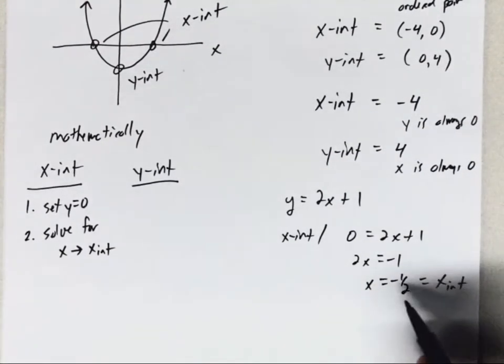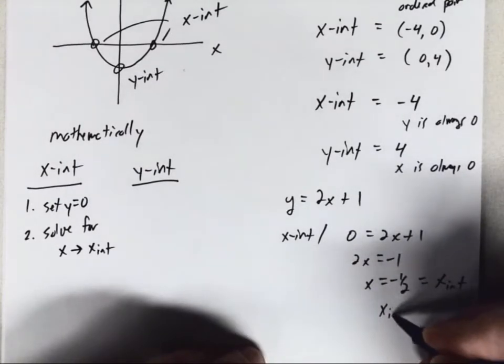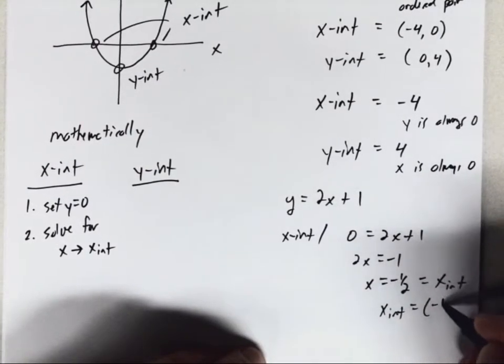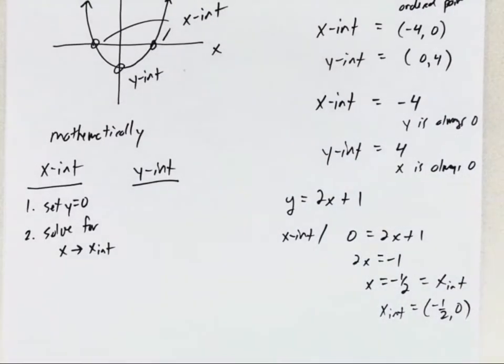I would say the x-intercept is negative 1/2. If they wanted it as an ordered pair, negative 1/2, 0.